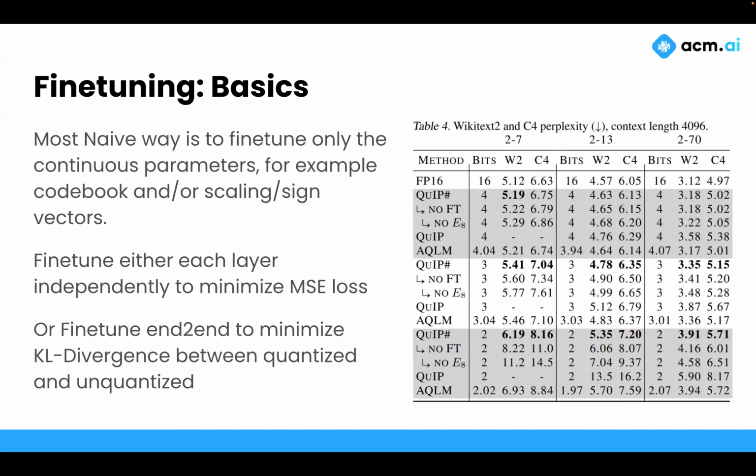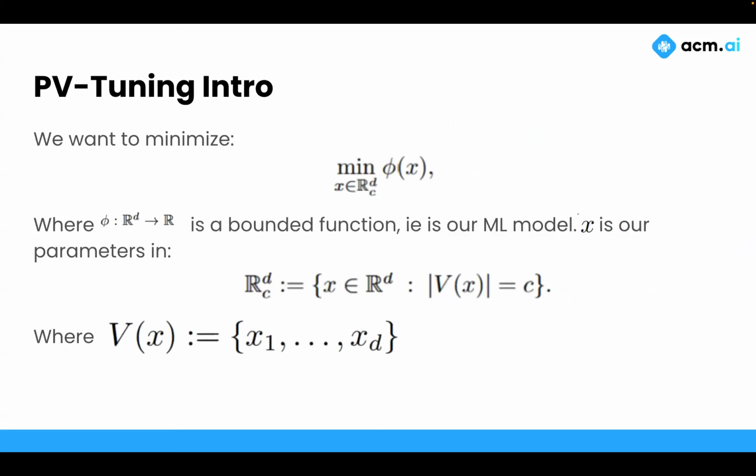And there's a couple ways of doing this. You can either do this layer by layer and minimize the mean squared error, which has less computational overhead, or we can just do end-to-end fine-tuning and minimize the KL divergence. And we can see that for extreme bit widths of around 2 bits per value, this has a very significant impact on the performance loss. The question is, can we go further? And the answer is yes.